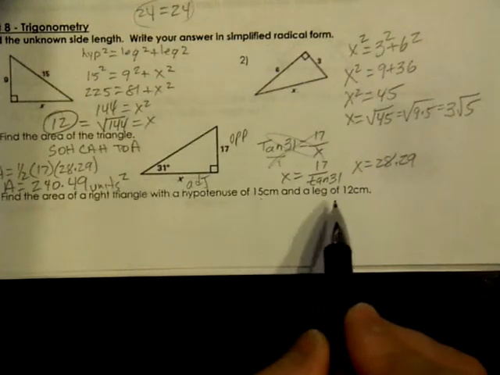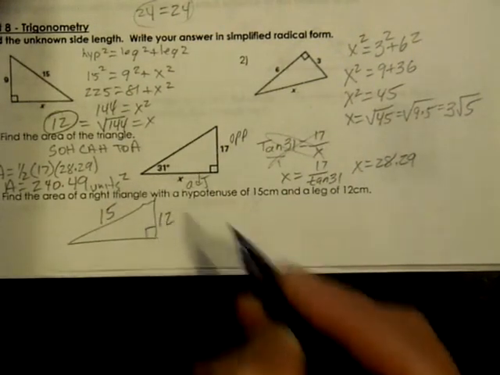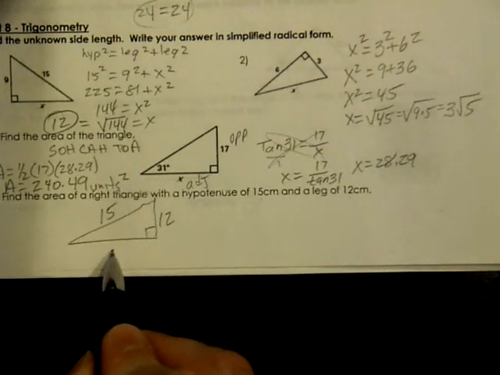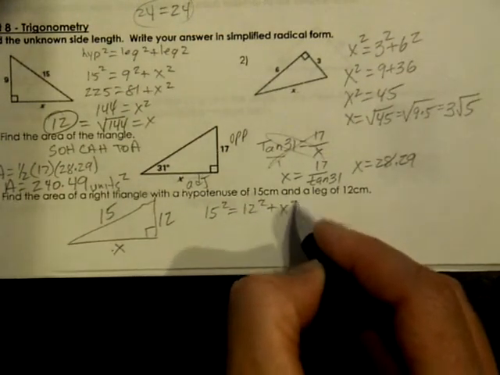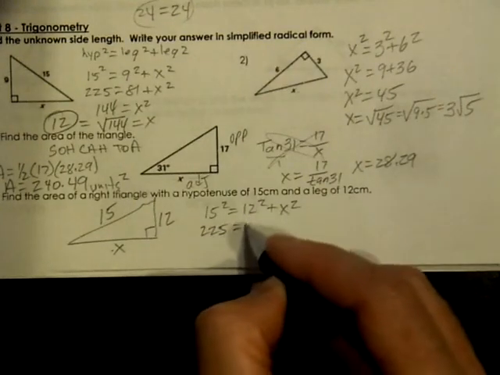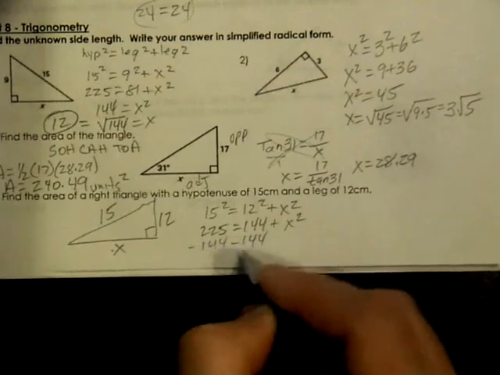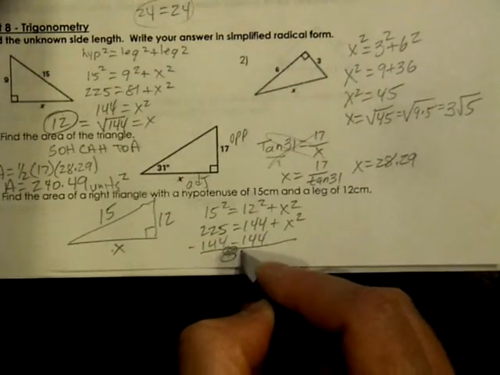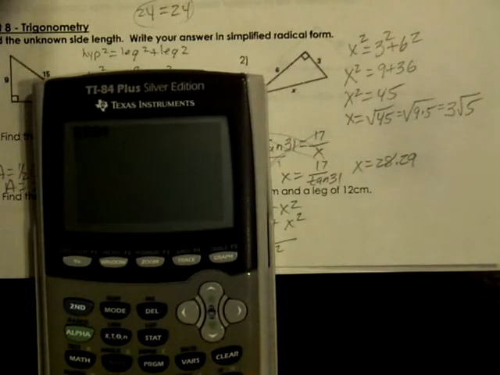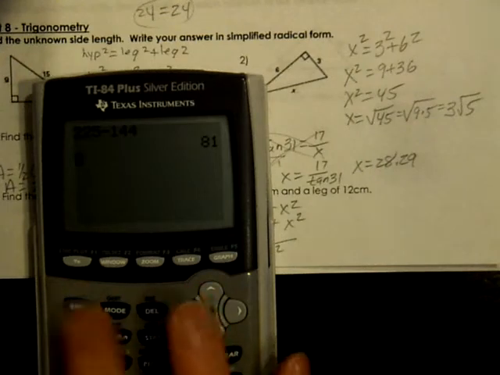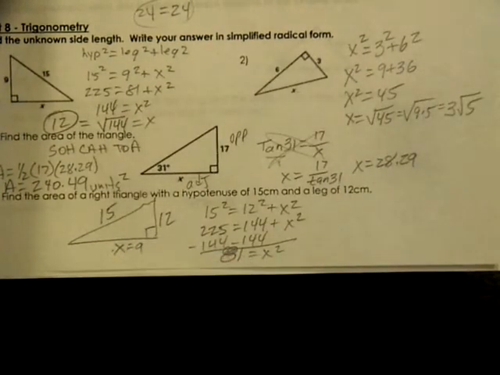All right, if we know the hypotenuse is 15 and the leg is 12, to find the area, we need to know what this missing side is. So hypotenuse squared equals leg squared plus leg squared. I believe we tried this one already. So this is 81, because we have 225 minus 144 gives us 81. And when we take the square root of our 81, we get 9. So this side is 9.